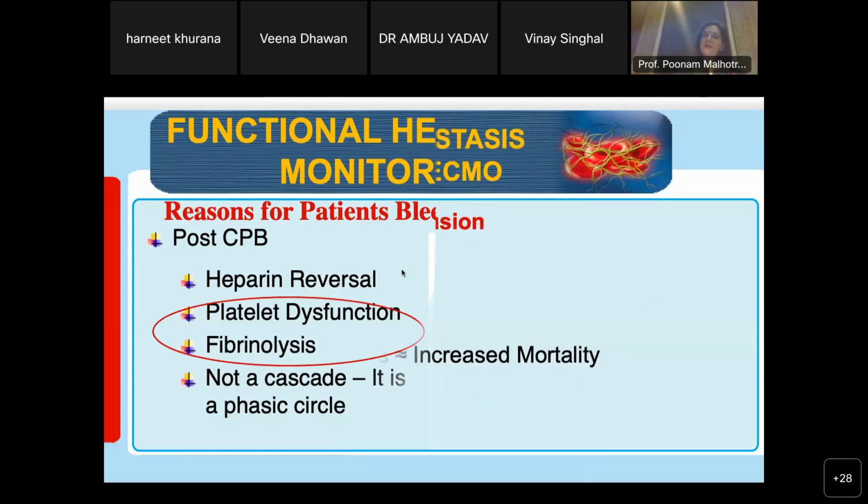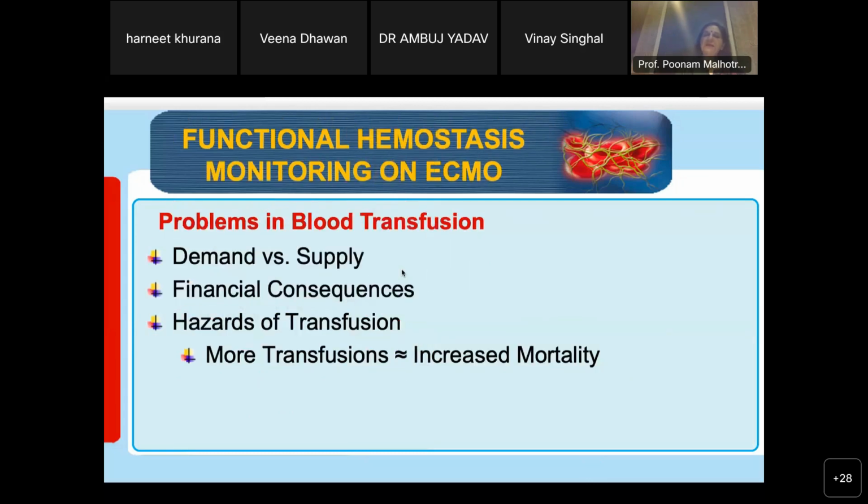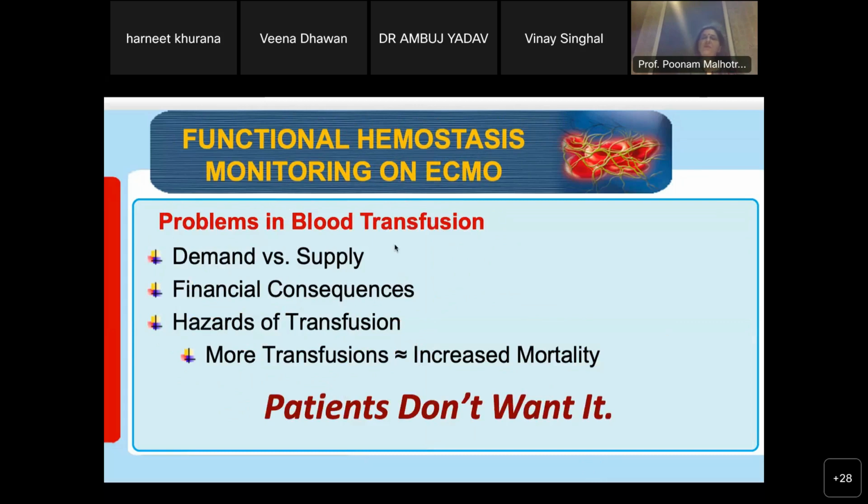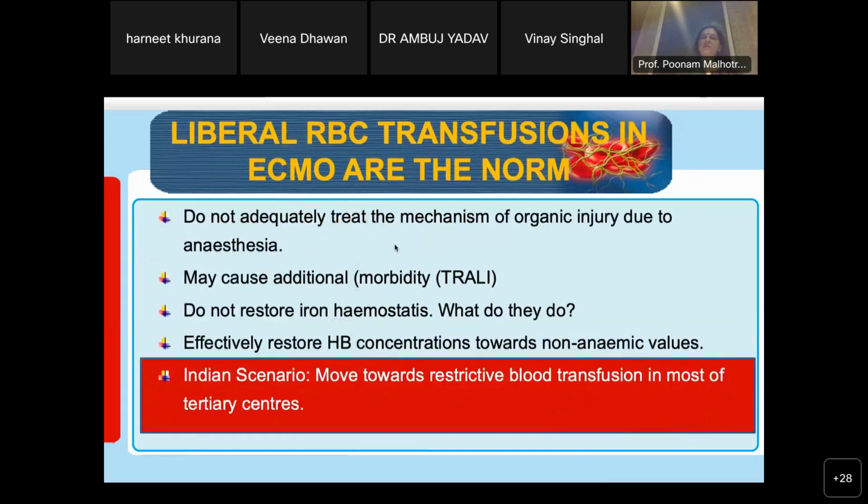So when we are doing these different things, we have problems of demand versus supply, financial consequences, and hazards of transfusions, and therefore patients also don't want so many transfusions. Every patient today is aware of the hazards of massive transfusion. Next, so we don't want to have so much transfusion, so we must know what blood is to be given.